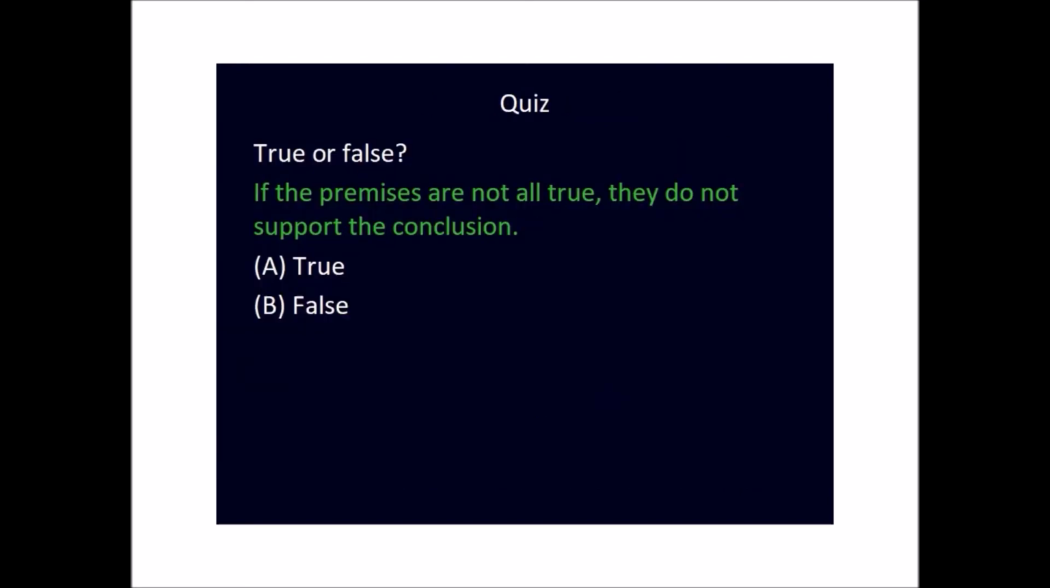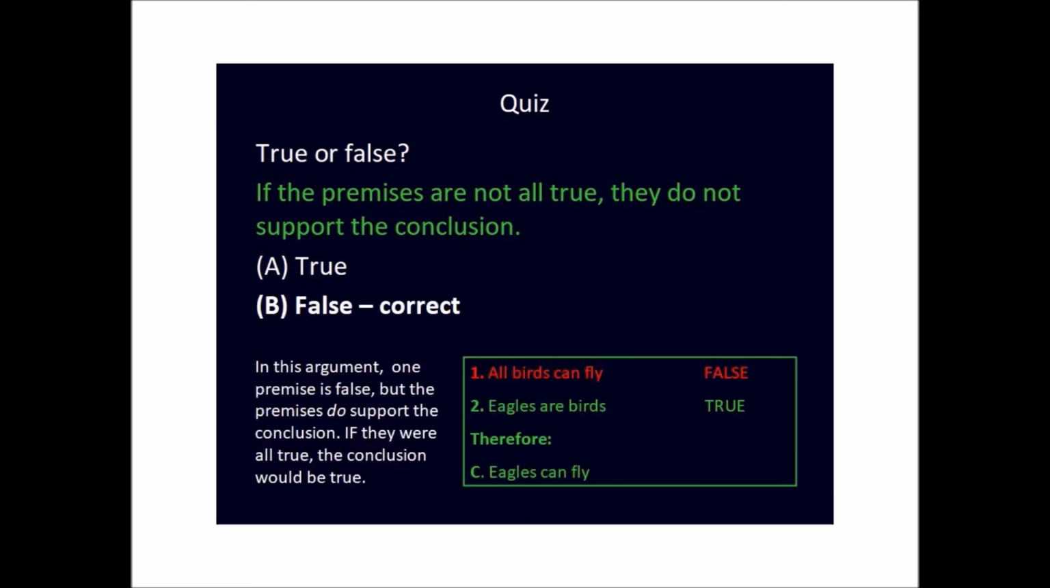So here's your next quiz question. True or false? If the premises in an argument are not all true, then they don't support the conclusion. True or false? And the right answer is false. We've seen examples of this already. Examples where not all the premises in an argument are true, but they do support the conclusion.